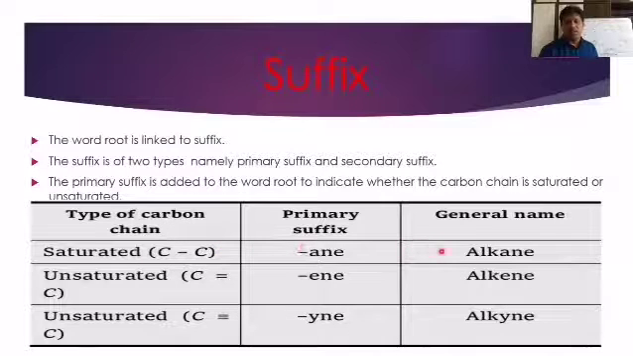And the general name is alkanes. In alkane compounds, ANE, AN indicates the primary suffix, and ALK, alk is nothing but the root word. If 1 carbon is there, we say methane. If 2 carbons are there, ethane. If 3 carbons, propane. If 4 carbon atoms are there in the chain, butane. Like this, we take alkanes.